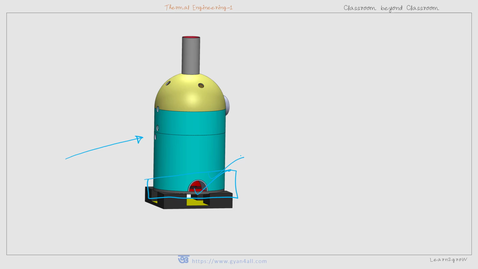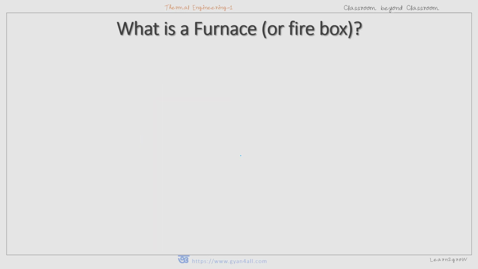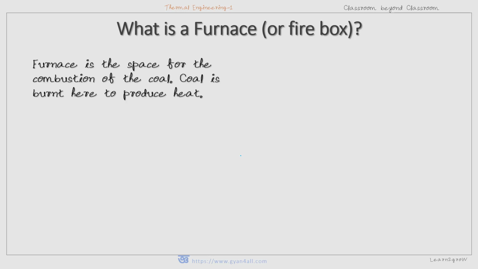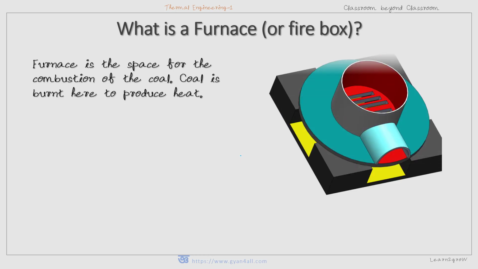Now let us understand what is a furnace. And this furnace is also called a firebox. Furnace is the space for combustion of the coal or any solid fuels. So the coal is burnt here to produce heat. This is the furnace or firebox, and this is the place where the coal is burnt.